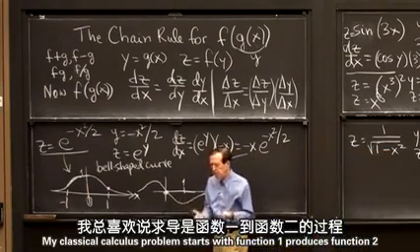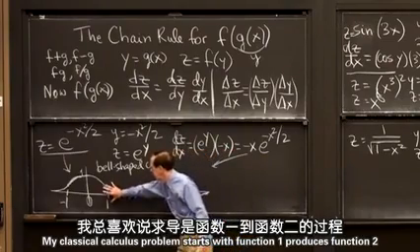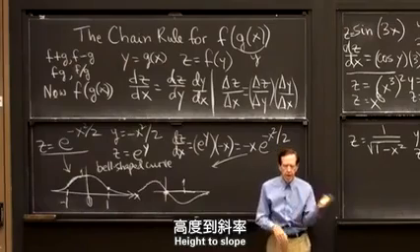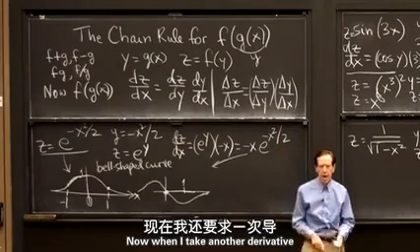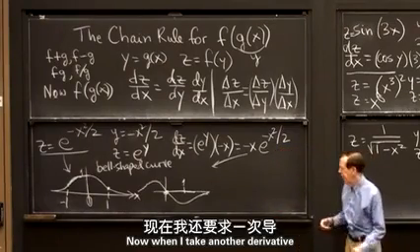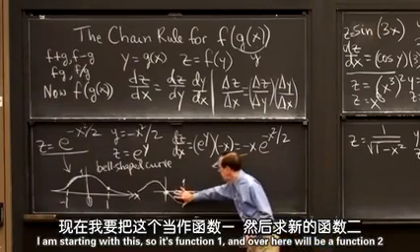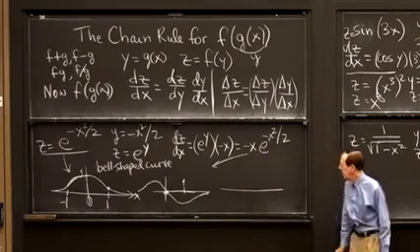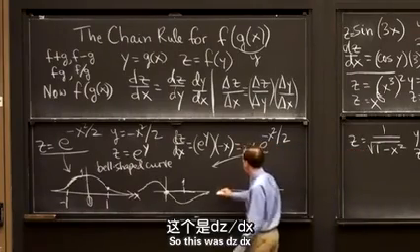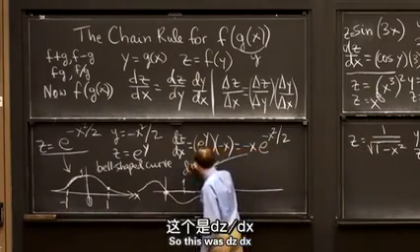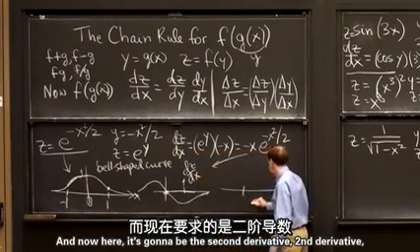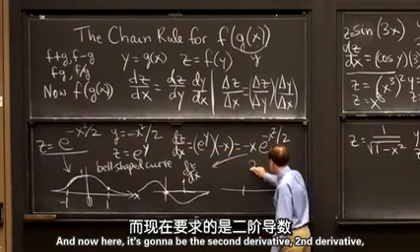My classical calculus problem starts with function 1, produces function 2, height to slope. Now, when I take another derivative, I'm starting with this as function 1, and over here will be a function 2. So this was dz dx, and now here is going to be the second derivative.